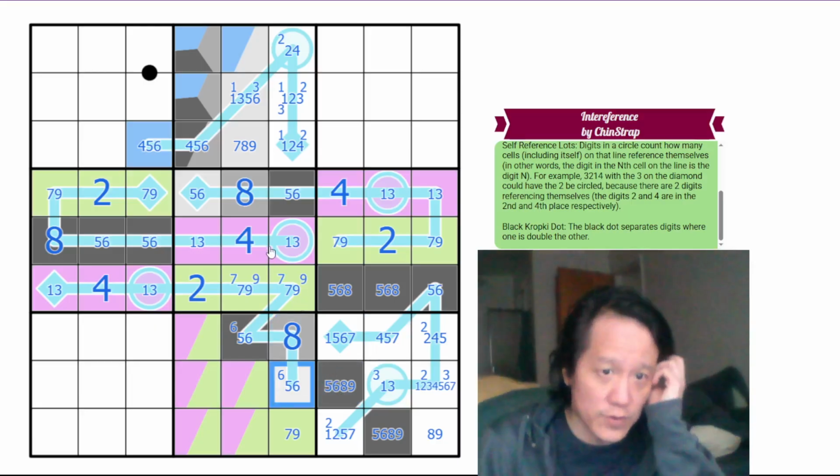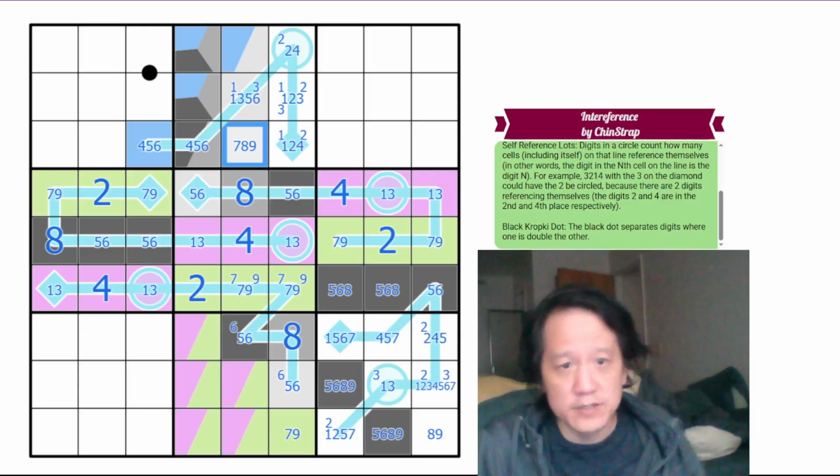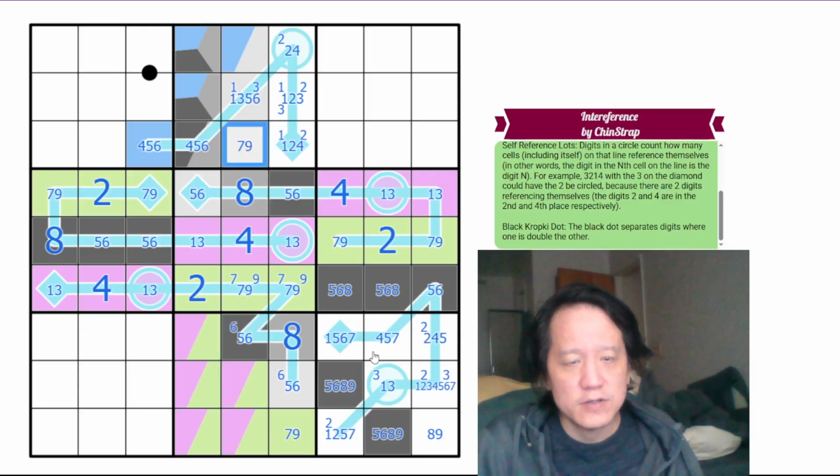Okay. So that means this can't be light. This can't be 8 even. So this is not light. It's okay. 2 has to be one of these 2 digits here. There's no other place for it.